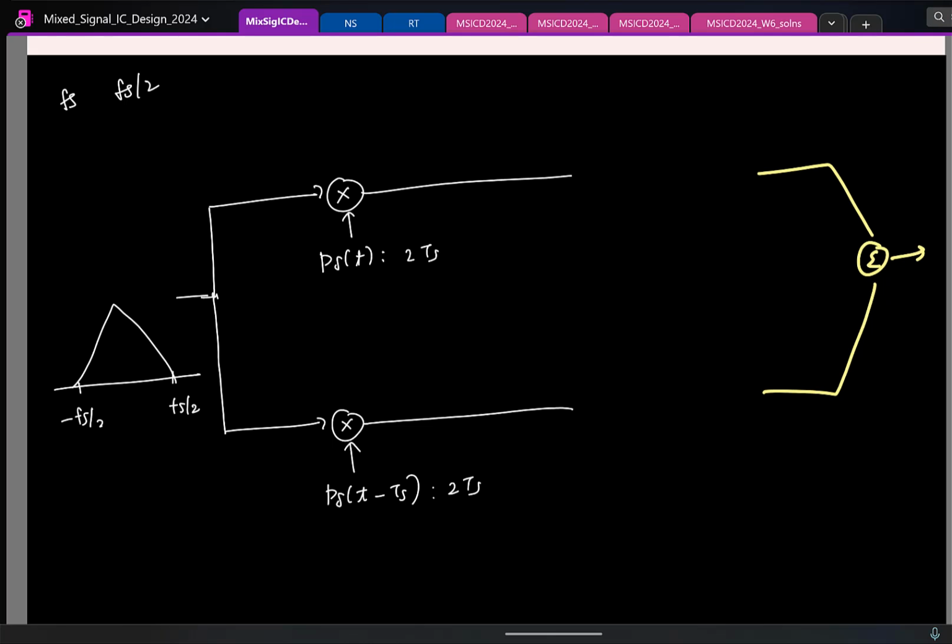What will be the frequencies at which I'll have the impulses? The time period is 2 ts, so fs by 2. Let's say I look at positive frequencies alone, starting from 0, fs by 2, fs, and so on. This is where my impulses will lie in the frequency domain. Now I am multiplying the signal in time domain, so in frequency domain it gets convolved. So I am convolving this spectrum with an impulse around 0 that just comes directly. Actually, let me erase this.